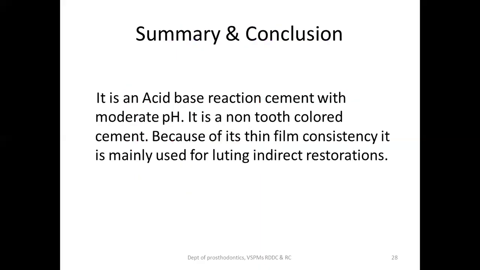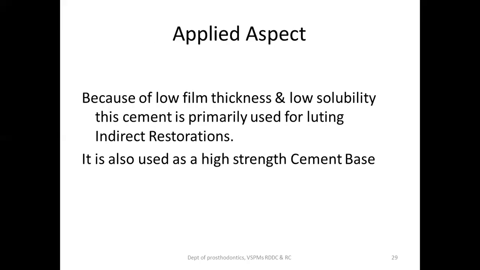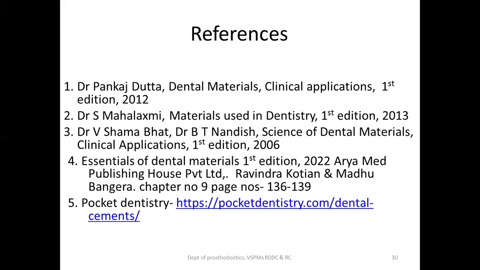So coming to the end of zinc phosphate cement: it is an acid-base reaction cement with a moderate pH. It is a non-tooth colored cement, and because of its thin film consistency, it is mainly used for luting indirect restorations. Because of the low film thickness and low solubility, this cement is primarily used for luting indirect restorations. It is also used as a high strength cement base. So this is all about your zinc phosphate cement.